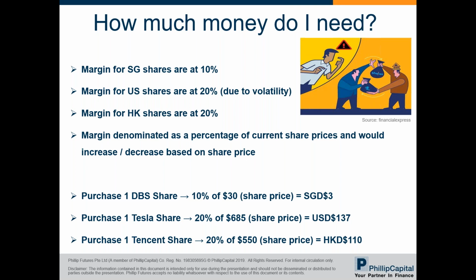So how much money do you actually need? Let's say, for example, you want to buy one DBS share. If the share price is about $30, which it currently is, you will need about 10% in your account. So 10% times $30 would be about $3 Singapore dollars. As an example for a Tesla share, 20% of, let's say, 685, which is the current share price, you need about 137 to buy one Tesla share. And obviously, let's say you want to trade the Hong Kong market, one 10 cent share, then it'll be 20% of $550. So you need about 110 Hong Kong dollars.